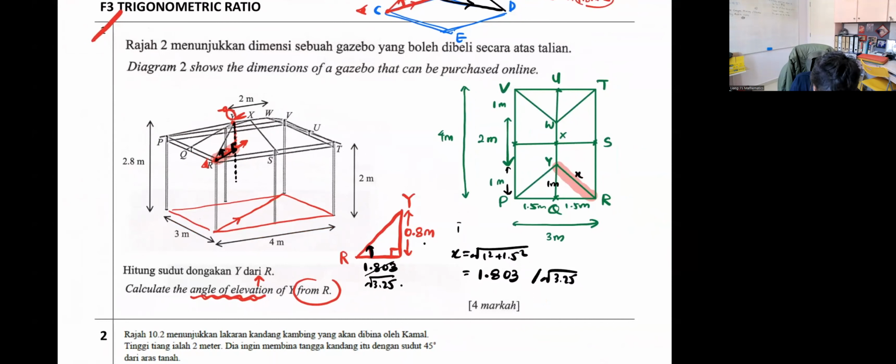So this is your working number 1. This is your working number 2. And you're going to start doing tangent, sine, cos, tangent. Which one? You have to do your tangent, because based on the angle, this is opposite and adjacent. So tangent, angle, you don't need to write it, just put theta. Theta equals 0.8 over square root 3.25. You can put 1.803 also.